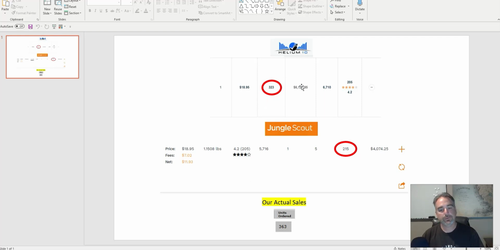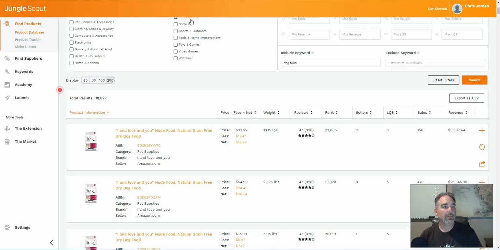Helium 10 was 3 for 3, and Jungle Scout was 2 for 3 in this particular case. So I think Helium 10 is probably a little more accurate on that, and I'd give them the win on that one.